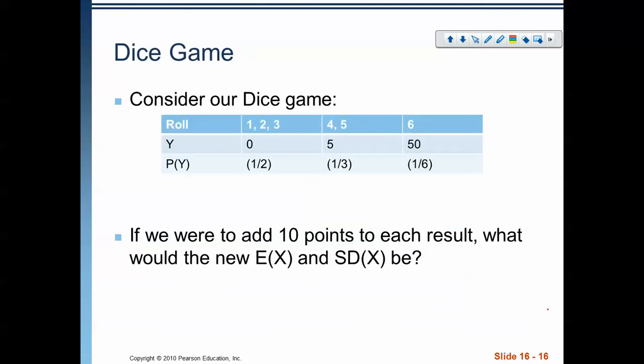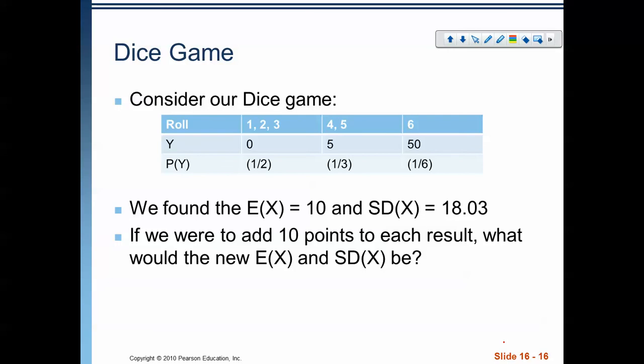Let's do some problems. Let's take that dice game that we played in class today. If we were to add 10 points to each result, what would the new E of X and standard deviation of X be? We found that the E of X was 10 and the standard deviation of X was 18.03. If I were to add 10 points to everything, what would the result be? Well, E of X plus a is a plus E of X. So if I take the average, which is 10, and add 10 to that, my new average would be 20.